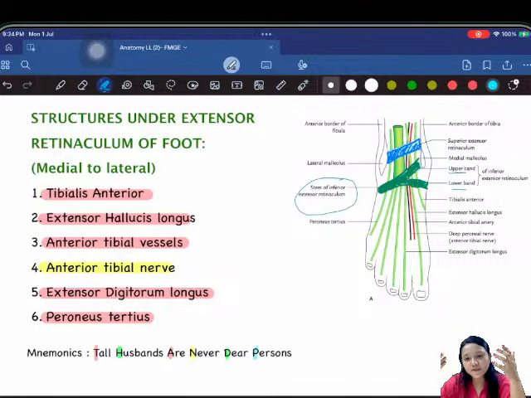So you have the muscles, that is tibialis anterior, extensor hallucis, extensor digitorum, and peroneus tertius, and you have the anterior tibial artery and the deep peroneal nerve or the anterior tibial nerve.